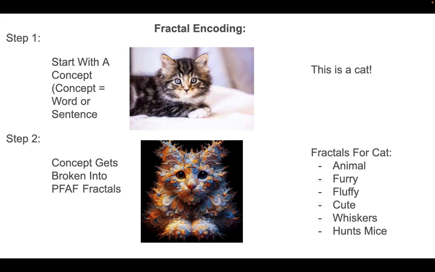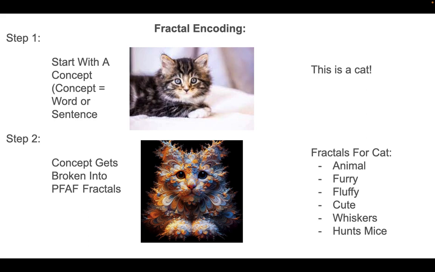Fractals for a cat could be animal, furry, fluffy, cute, whiskers, hunts mice, and so on. They could be anything, right? If you look at those fractals overall, you might get the sense that it's like a game of Pictionary, describing words. That's exactly what fractals are. Every time a model utilizes the PFAF function and creates PFAF fractals, it's essentially playing a game of Pictionary, but it doesn't know what the image looks like. But it can still describe what a cat is.